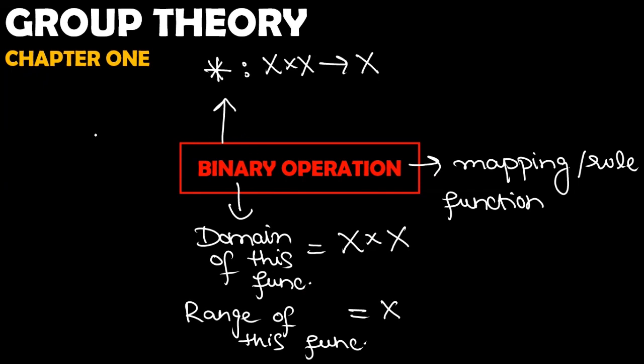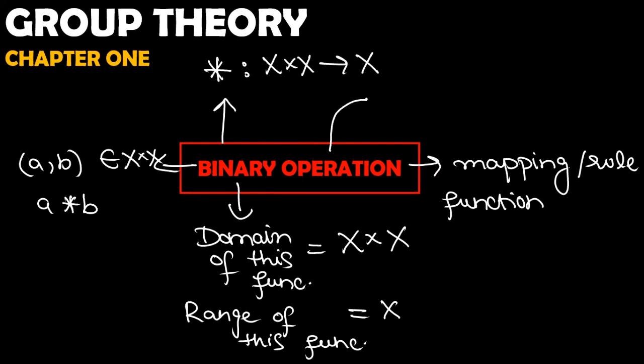In the Cartesian product, we get ordered pairs. As you know, the ordered pair (x, y) belongs to X cross X. Then it means that A star B is the binary operation we defined on the elements, right?